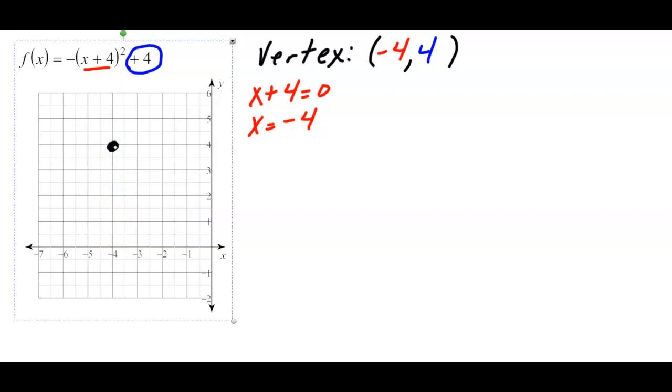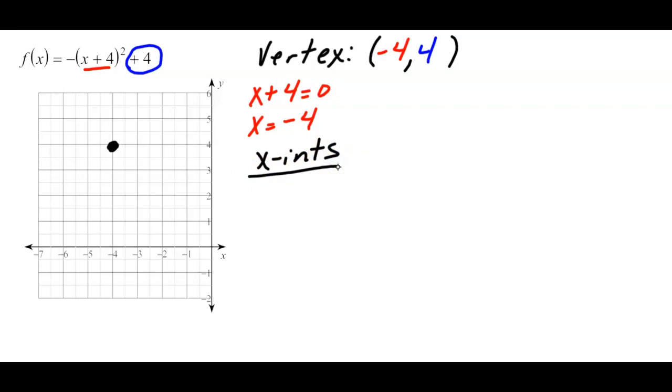Now to find your x-intercepts, we're going to go ahead and solve this by taking square roots. So x-intercepts, when you find your x-intercept, what you do is you replace your y with 0. So we all know that f of x is really just y. So what we're going to do is we're going to take this equation, and instead of having it equal to f of x, we're going to have it equal to 0.